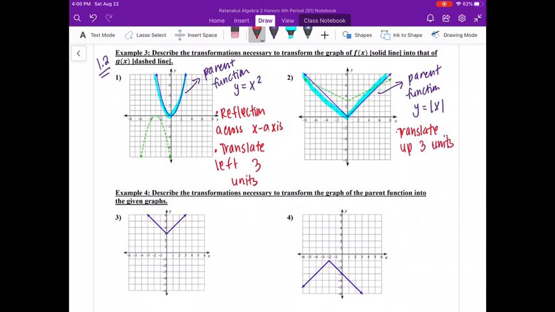Now notice that my green dotted line graph is wider than my parent function. If something is getting wider, we're going to call that a compression. For right now, we don't need to specify what the compression is. When you have equations, you'll be able to specify, for example, compression by a factor of 1/2 or a compression by a factor of 1/3. When you're just looking at the graph, you don't need to worry about what the compression factor is.